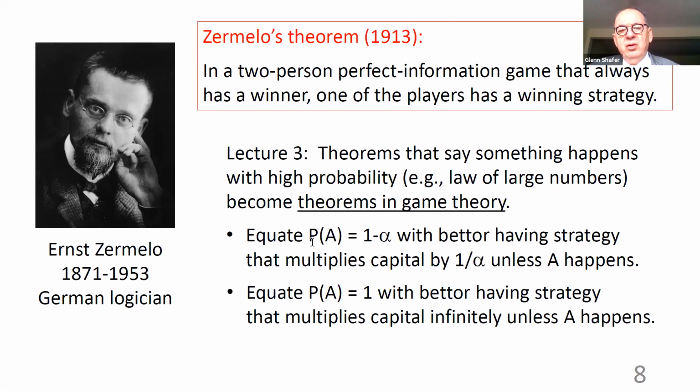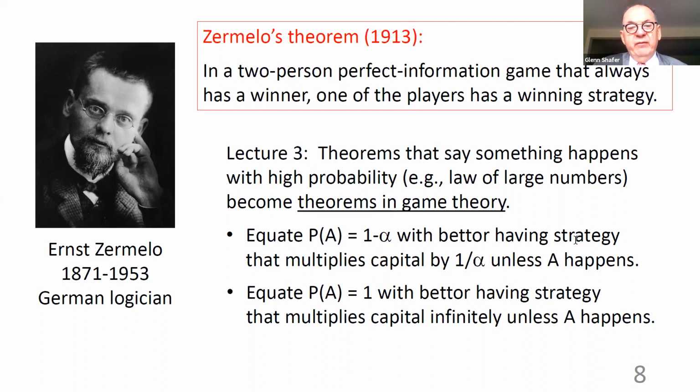So theorems like the law of large numbers say that with a high probability, the frequency will approximate the probability. So the law of large numbers assigns to a certain event A the probability 1 minus alpha, where alpha is a small number. And we prove that by showing that the bettor has a strategy that multiplies his capital by 1 over alpha unless A happens. That's going to be our definition of probability in game theory probability, and it's about the existence of a strategy.